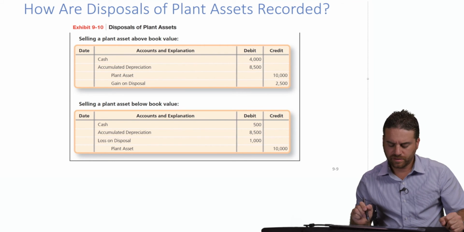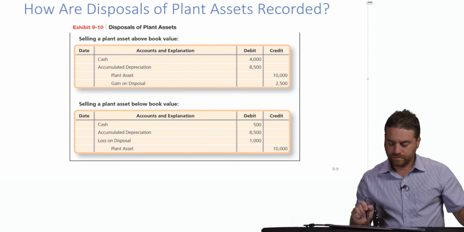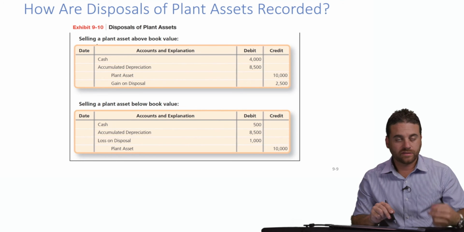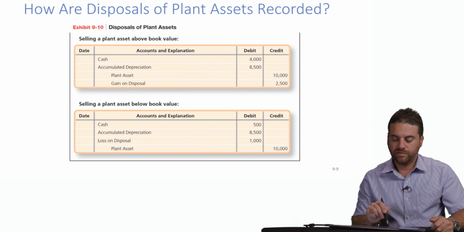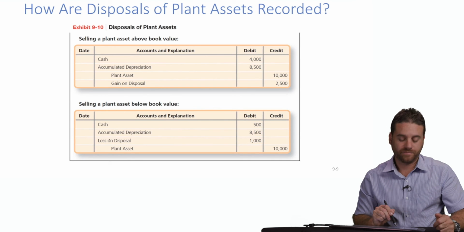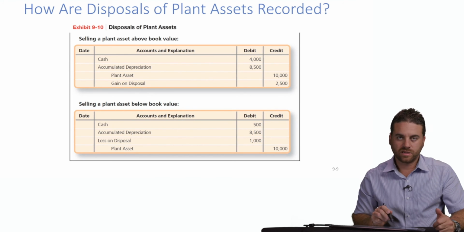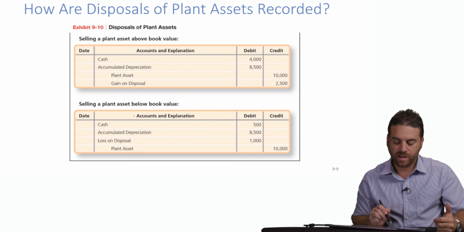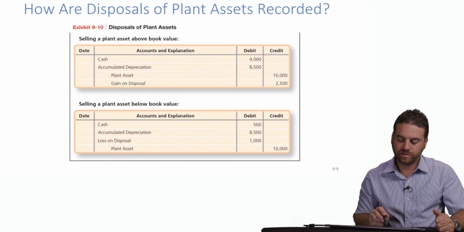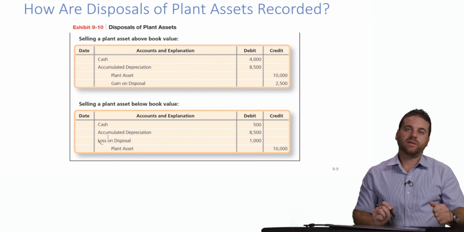This is also a quick recap. This time if you're selling it, so you have cash. If it was above the book value, there will be a gain in the credit side. If it was below the book value, instead of a gain, you will have a loss in the debit side. And then there will be cash, accumulated depreciation, and the plant asset. Those are going to be in the same spot. The difference between above the book value and below the book value is, am I going to have a gain or am I going to have a loss? Gain is credit, loss is debit.